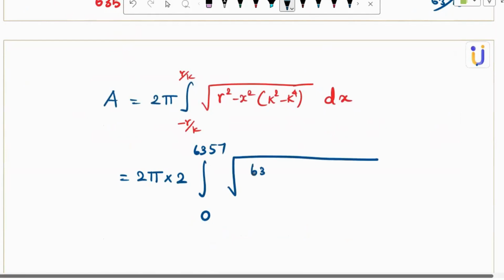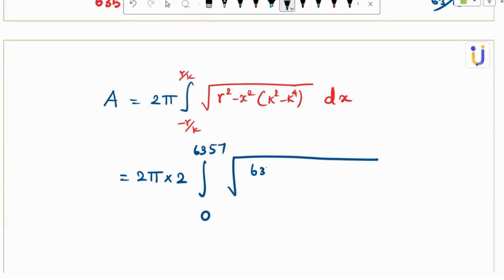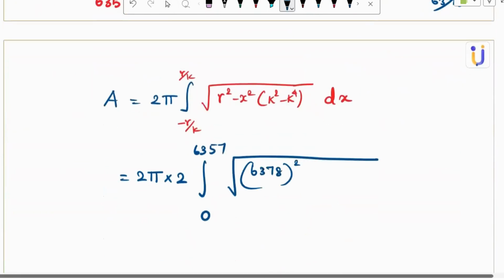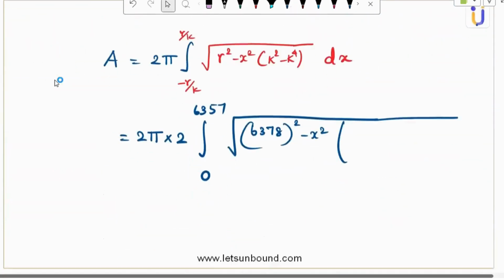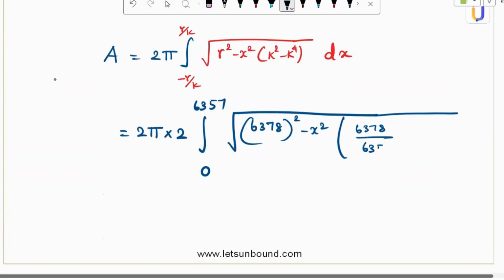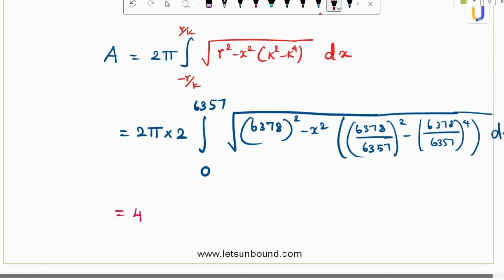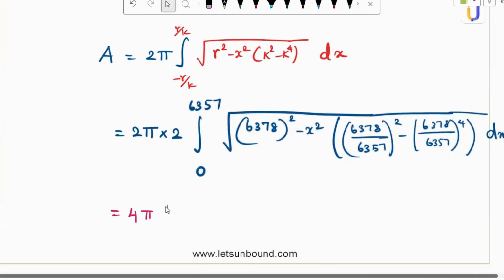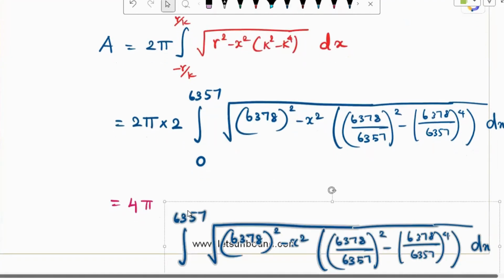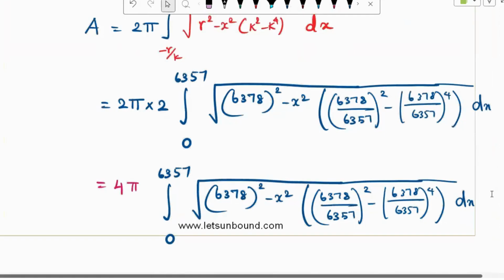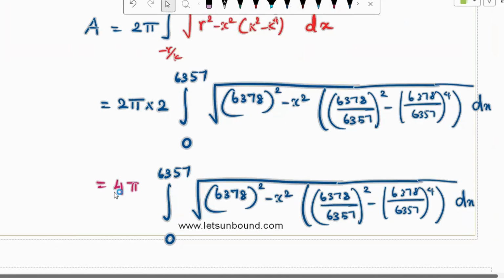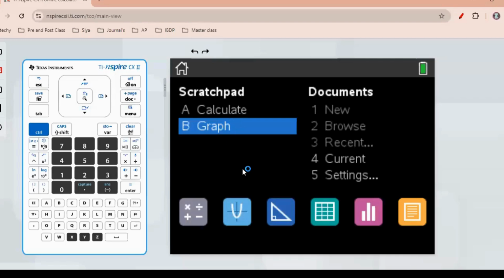Let's start substituting r square. R is 6,378. Wait a second. 6,378 square minus x square, into k. What is my k? 6,378 by 6,357, the whole square, minus 6,378 by 6,357, the whole power 4. And we drop a dx here. So 4 pi integral 0 to this, everything will come there. And we can switch to the calculator part now. Okay, that big integral we're going to solve here.